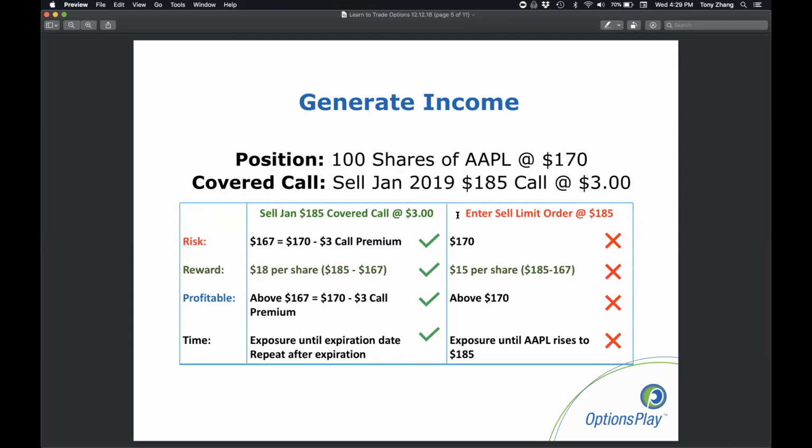Both will result in relatively the same thing in terms of if the stock rises, you'll be able to sell your stock at 185 and realize a $15 profit. But the rest of it looks quite different.